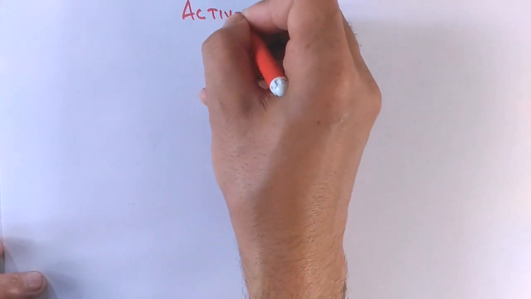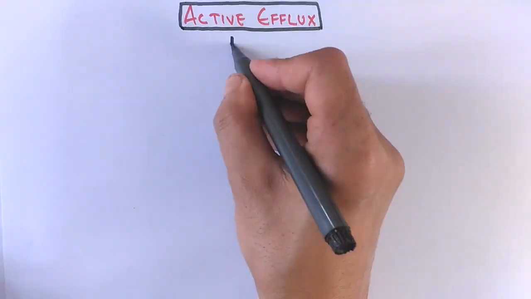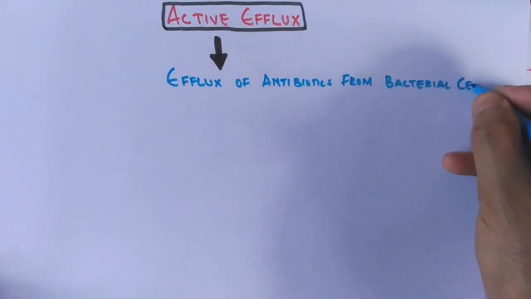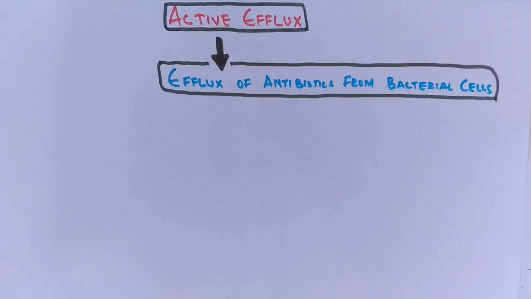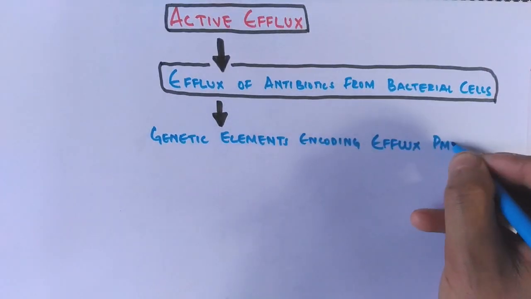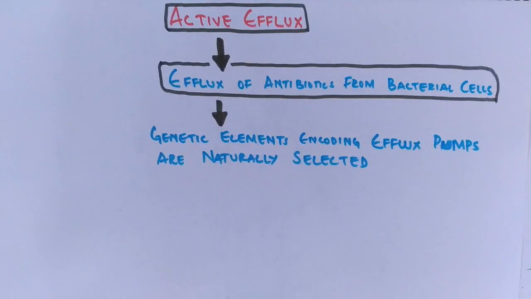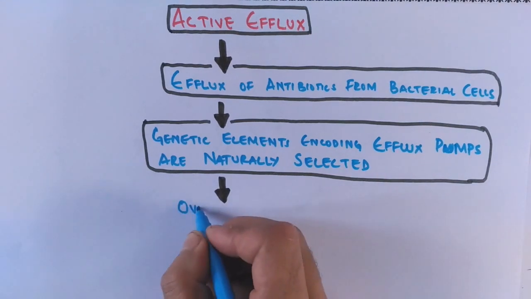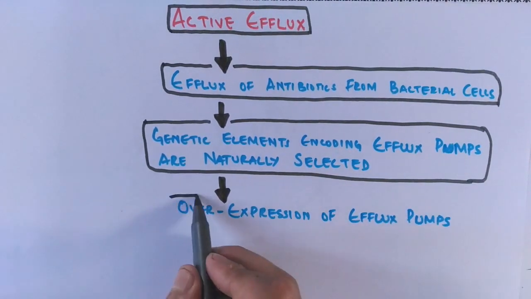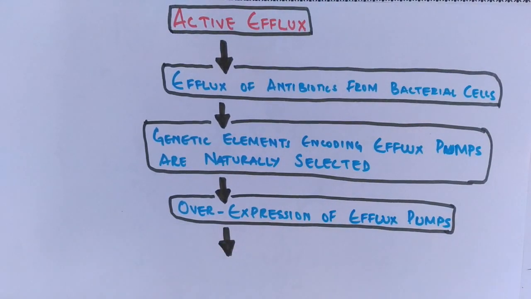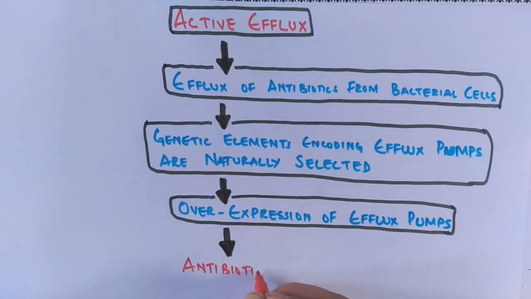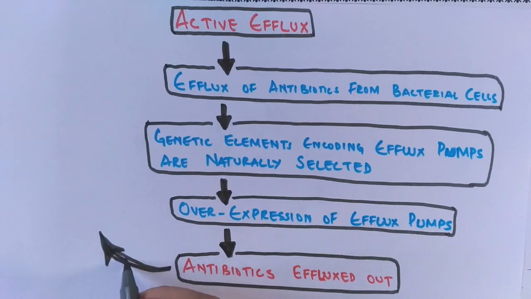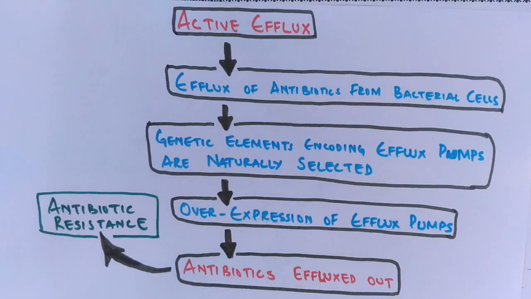Then we have the last mechanism, which is active efflux. In active efflux, the toxins, foreign materials, and drugs from the bacterial cell are eliminated out of the cell. When there is a presence of antibiotics in the environment, the genes which encode the efflux pump proteins are naturally selected over a course of time over other genes because this gives the bacteria an edge. After that, there is an overexpression of efflux pump proteins. Finally, when there are more pumps in the cell, there will be more and more efflux of antibiotics and the bacterial cell survives. This also aids antibiotic resistance for bacteria.